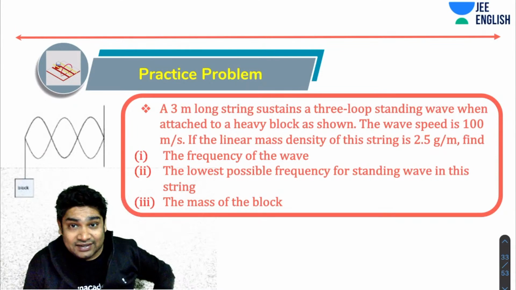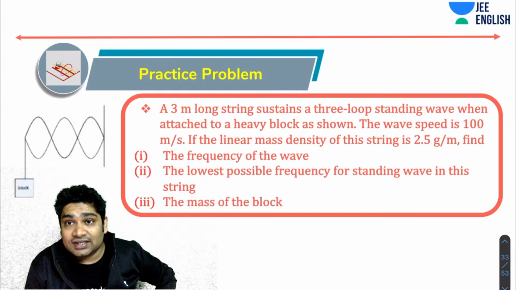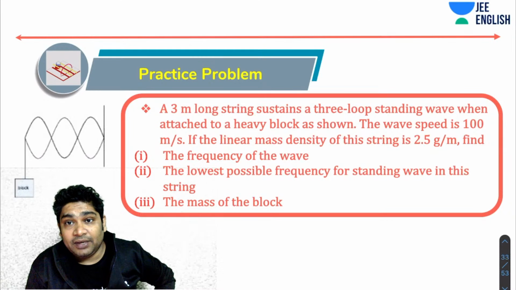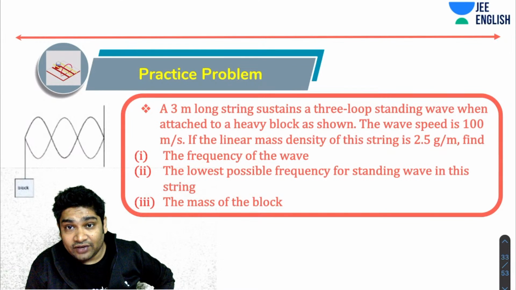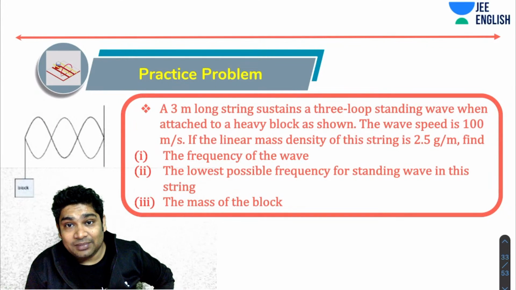All right, so here is another question for you. A 3-meter long string sustains a 3 loop standing wave when attached to a heavy block as shown. The wave speed is 100 meter per second. If the linear mass density of the string is 2.5 grams per meter, find the frequency of the wave, the lowest possible frequency of a standing wave in this string, and the mass of the block. So try and find this.